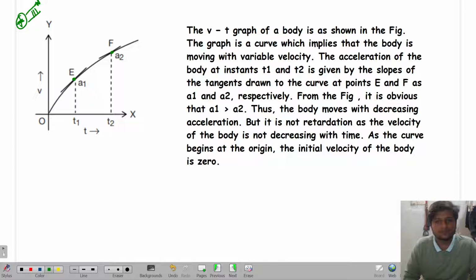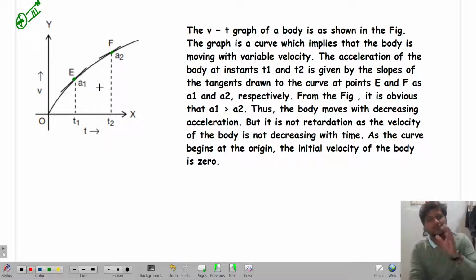Sir, this graph is showing variable acceleration. Yeah, variable acceleration is correct. But what kind of variable acceleration? That is the most important point. Acceleration is non-uniform. I got you, Abhinav. Look over here. So everyone, please try to see this graph perfectly.